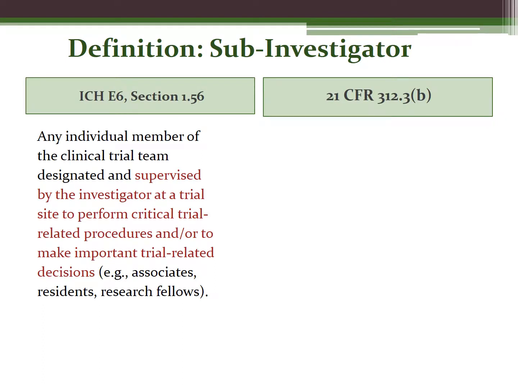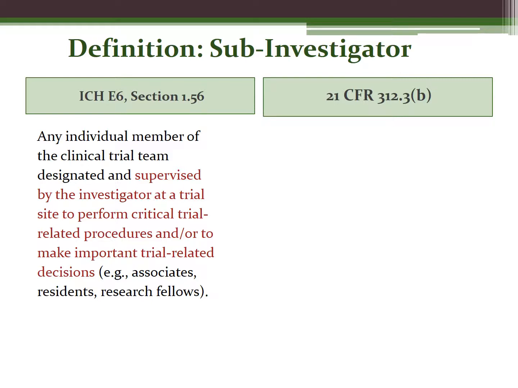ICH E6 says any individual member of the clinical trial team designated and supervised by the investigator at a trial site to perform critical trial-related procedures and/or to make important trial-related decisions. So this means associates, residents, research fellows. This would not say the receptionist, for example, right?